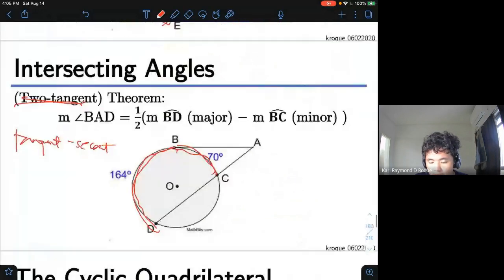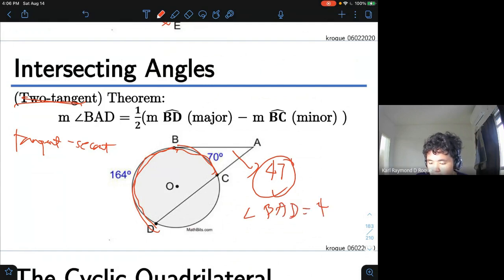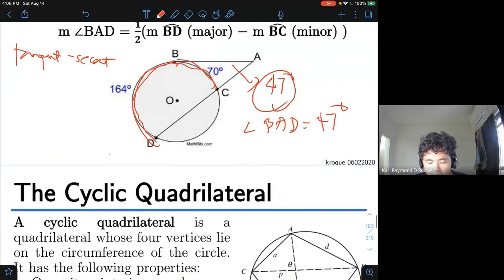Okay. So, ito, 164 minus 70, 94. So, this one is 47 degrees. Angle BAD equals 47 degrees. Yan.